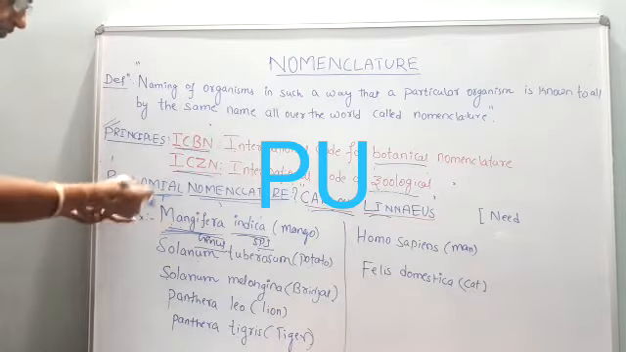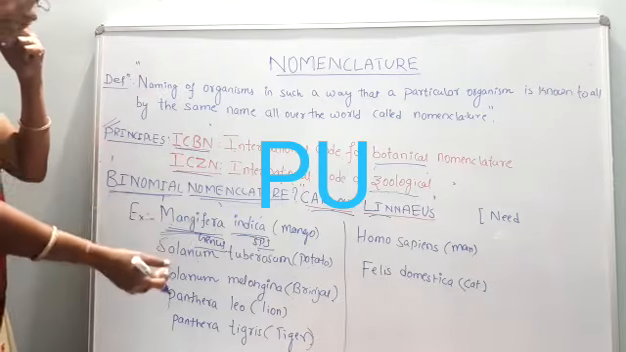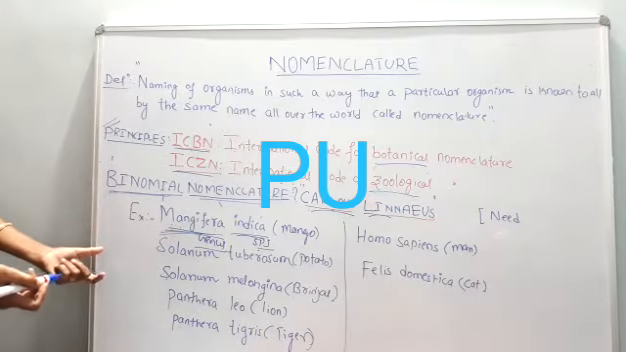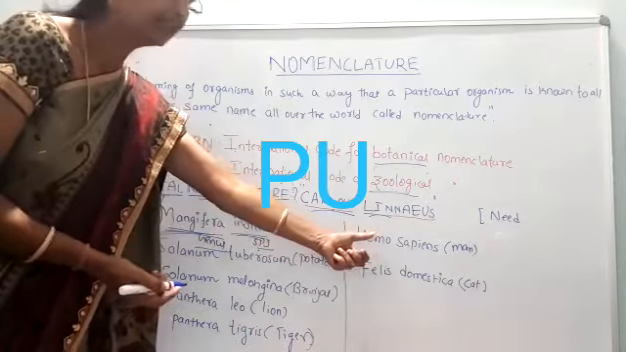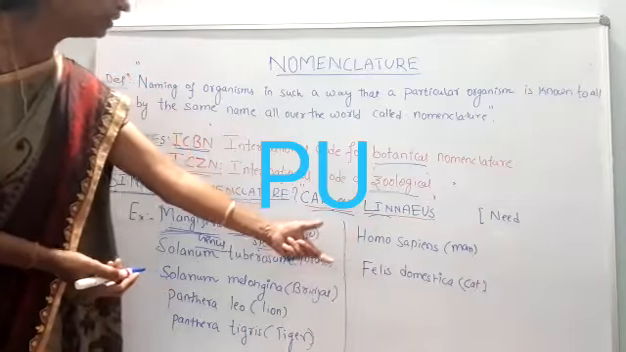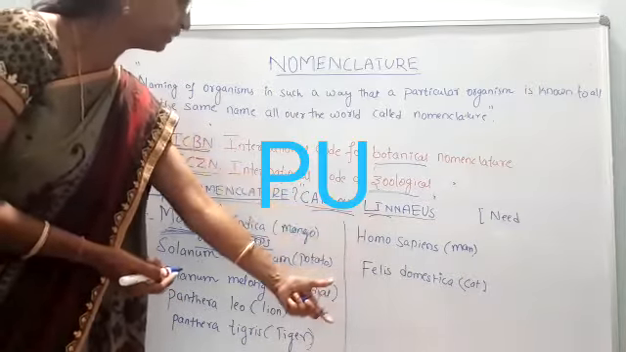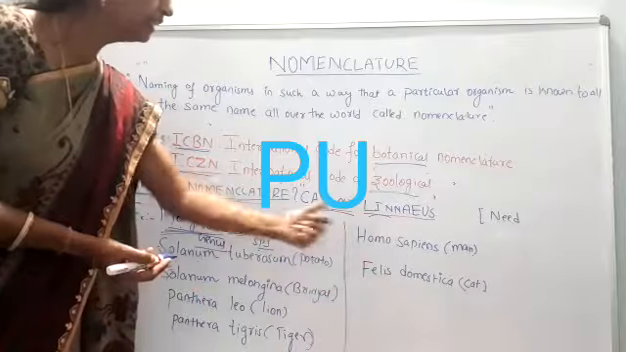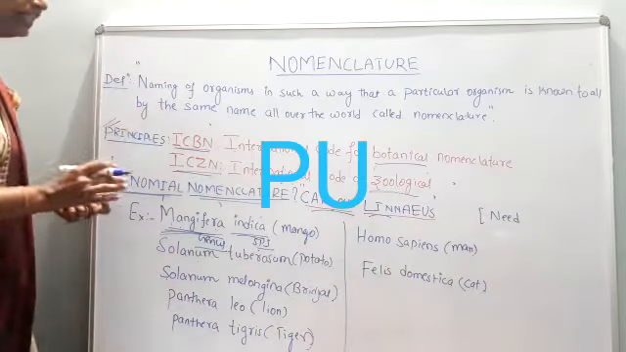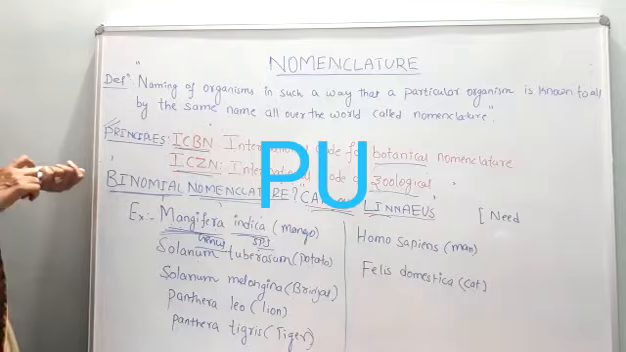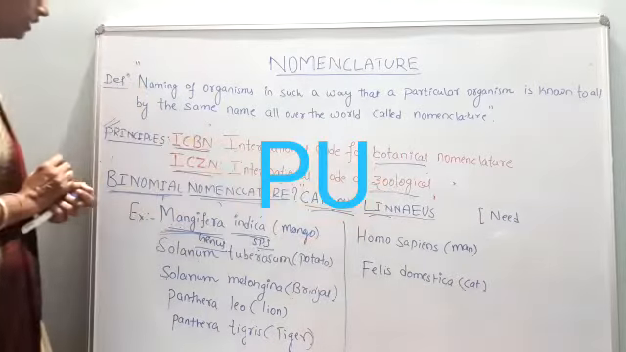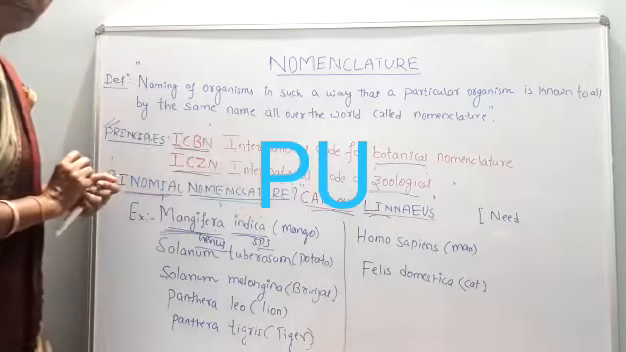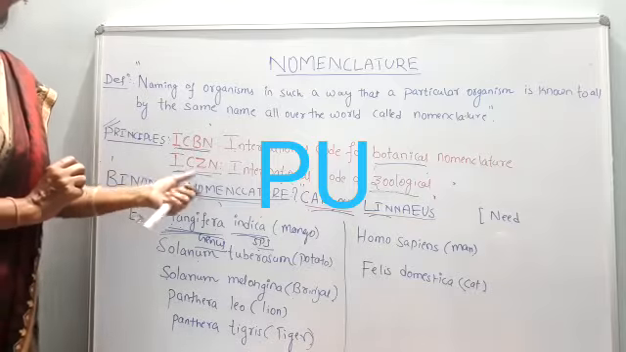Similarly, there are different examples, and a long list of scientific names. Mangifera indica, Solanum tuberosum. Homo sapiens: man is the common word, but the scientific name is Homo sapiens. Felis domestica: cat is the common word, but the scientific name is Felis domestica. To avoid confusion and give universal recognition, Carlos Linnaeus followed this method of naming organisms, known as binomial nomenclature.